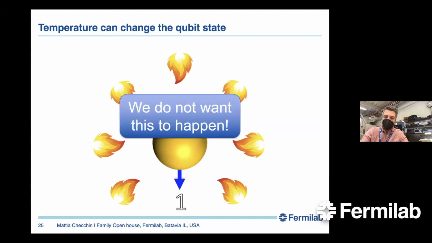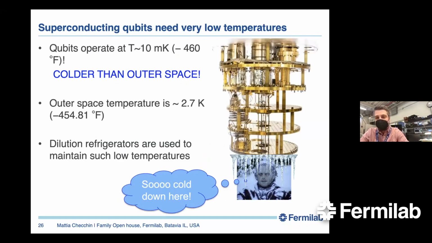So what you want to do is to cool down the qubit as much as you can. We use a specific type of refrigerator, a so-called dilution refrigerator, that Silvia is going to talk about later, that can reach temperatures of the order of 10 millikelvin, so minus 460 Fahrenheit. That is actually colder than outer space. Outer space temperature is 2.7 Kelvin, and so we are much colder than that.